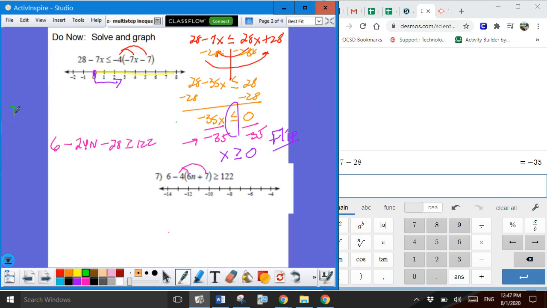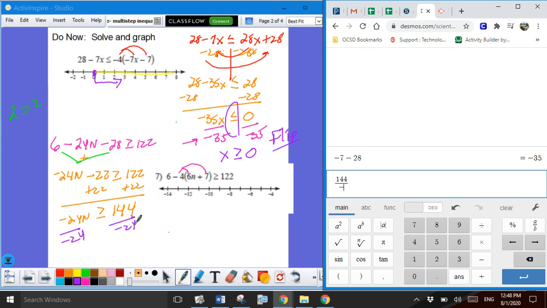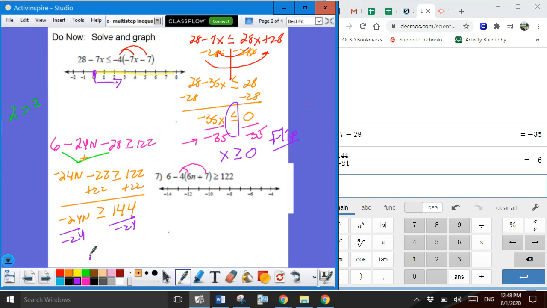Now remember, we are only supposed to have no more than 2 things on a side. So these two are like terms. Let's go ahead and combine those. So negative 24n minus 22, because that's adding, greater than or equal to 122. So I'm going to add 22. So negative 24n greater than or equal to 144. So now let's divide. And we're dividing by the negative. So 144 divided by negative 24 gives me a negative 6. I have n and a negative 6, and this guy has to flip.